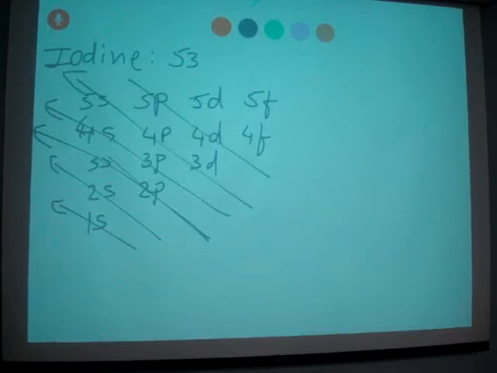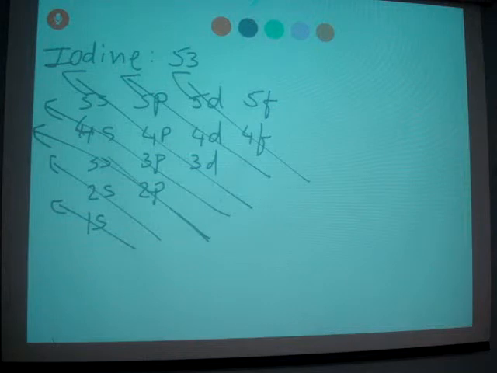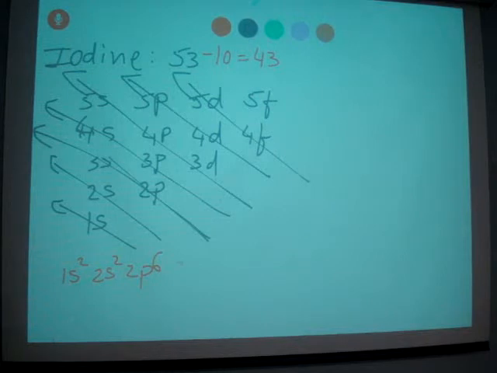writing electronic configuration. So when you write electronic configuration for iodine, we can say 1s2, 2s2, 2p6. Out of 53, 10 are gone, 43 left. Then 3s2, 3p6, 4s2, another 10 left, 33 left. Okay, and then we have 3d10, so another 10 left. So we have 23 left.